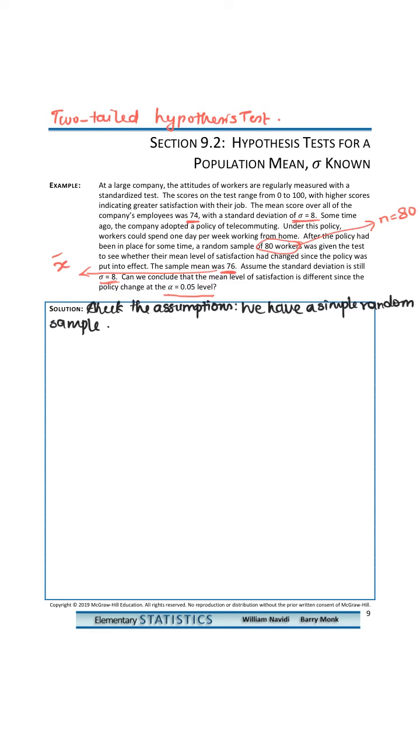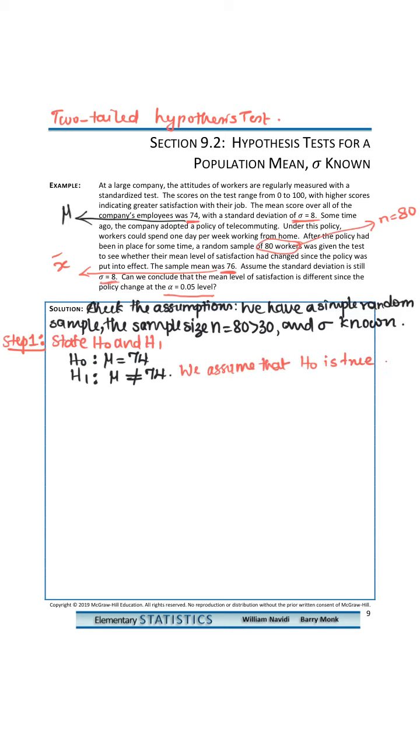We have a simple random sample. The sample size is 80, which is greater than 30, and the population standard deviation is known. Step 1 is state the null hypothesis and alternate hypothesis. The question says there is no difference between the mean level of satisfaction before and after telecommuting. That's why we are using the not equal sign. We are interested in knowing whether the mean level has changed. We are not specifically interested in whether it went up or down.